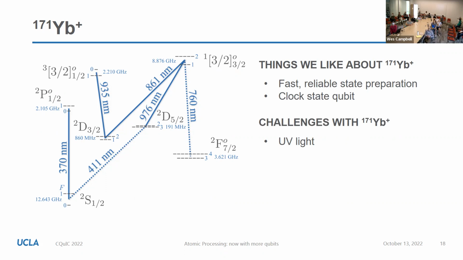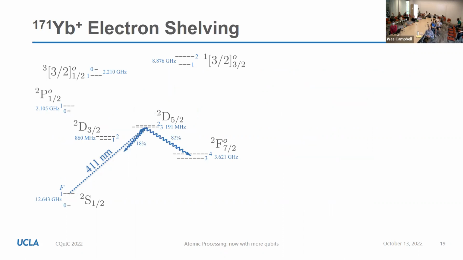Challenges are, well, this light is 370, which is the main one we care about. It's in the UV. The D5 half state actually decays quicker compared to barium. In barium, it lasted about a minute. In terbium, it decays in about 7 milliseconds. And it can go two places: it can go down to the F7 half state and down to the S state. And then it's a bit heady, which is kind of a deep technical detail.